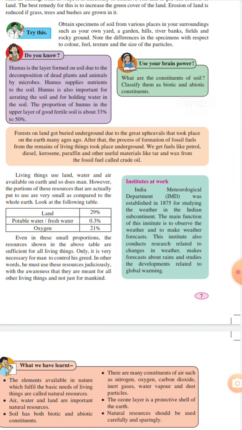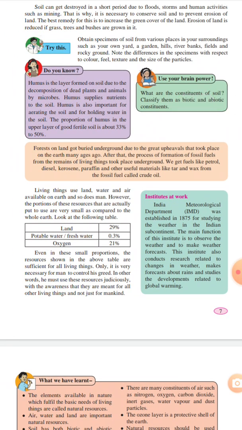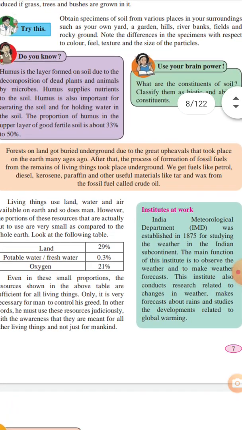Now here it is given: forests on the land got burned underground due to the great upheavals that took place on the earth many ages ago. After that, the process of formation of fossil fuels from the remains of living things took place underground. We get fuels like petrol, diesel, kerosene, paraffin, and other useful materials like tar and wax from the fossil fuel called crude oil. How do we get crude oil?